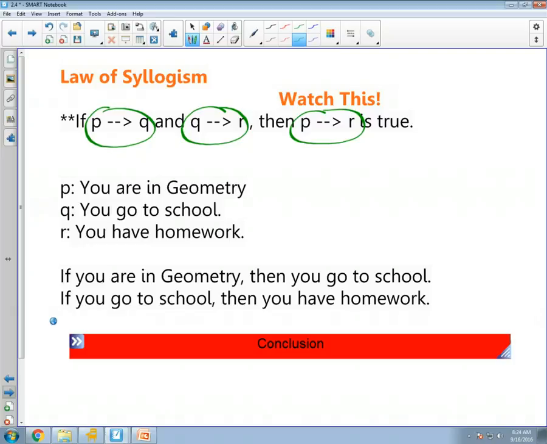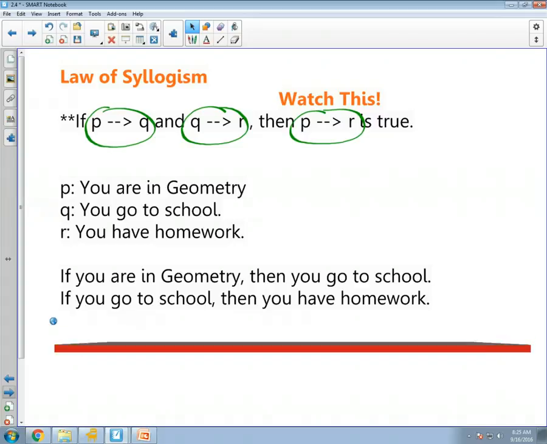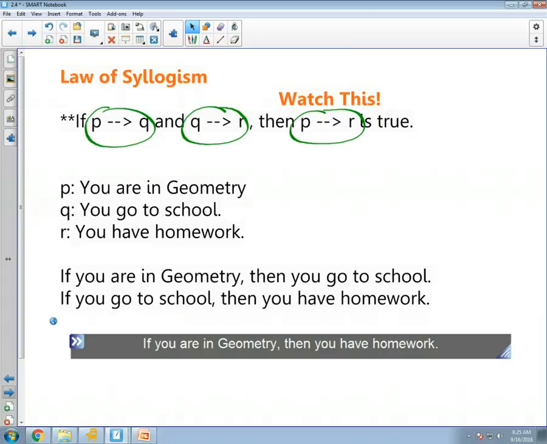Thank you. Okay, so the first one ends like the second one begins, and then you join the P for the last conditional. Okay, so we have our 3 statements. You are in geometry, you go to school, you have homework. So the first conditional that I wrote was P arrow Q. If you are in geometry, then you go to school. The second one I wrote was Q arrow R. If you go to school, then you have homework. The third conditional is P arrow R. If you are in geometry, then you have homework.